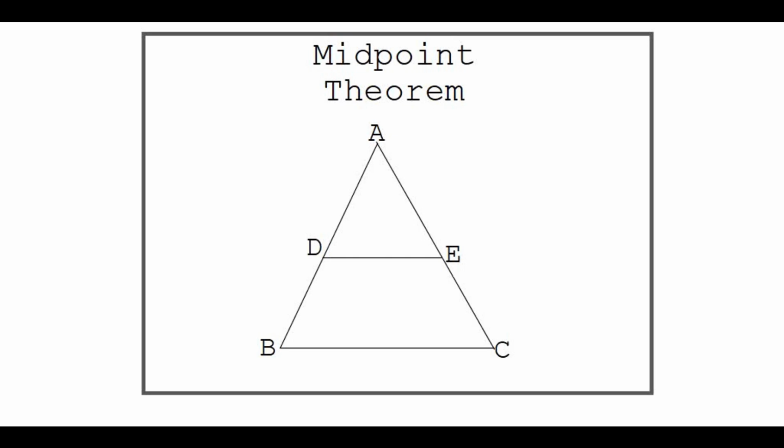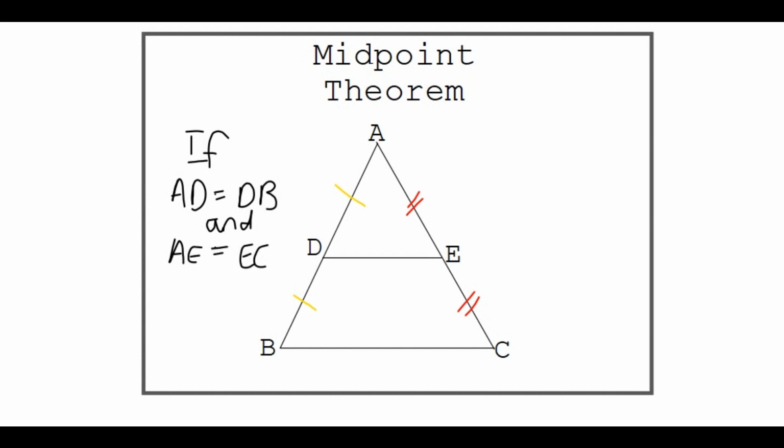In this video, we will be looking at the midpoint theorem. Now let's say if in this triangle AD is equal to DB, and I show that with those two lines. So let me write AD is equal to DB, and on the other side AE is equal to EC. So if these two requirements are met, then DE and BC will be parallel.